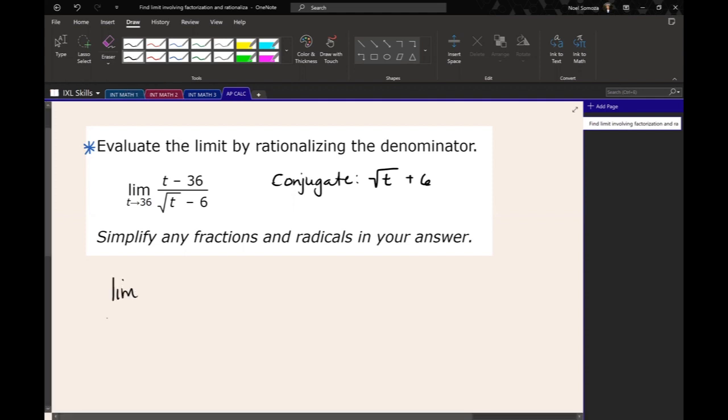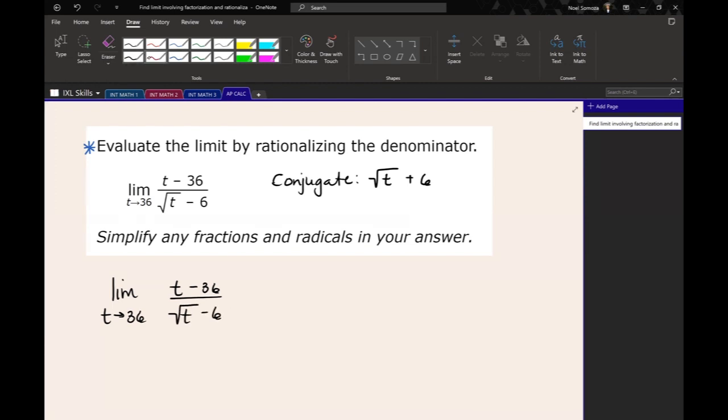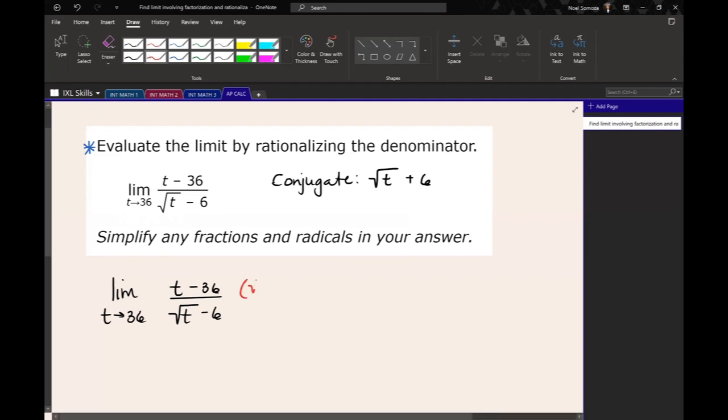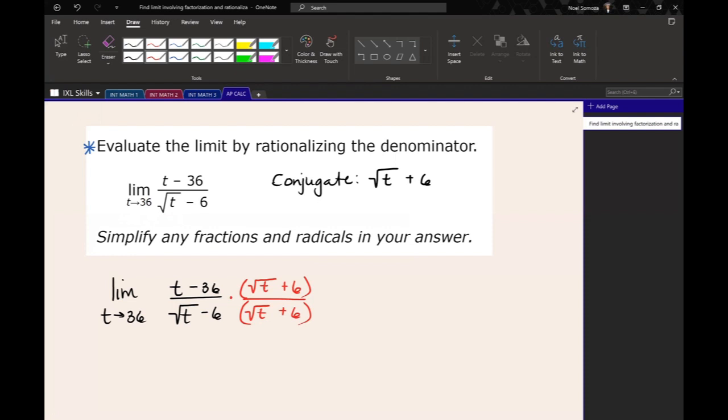So we have the limit as t approaches 36 of t minus 36 all over the square root of t minus 6. What multiplying by the conjugate allows us to do is multiply by a factor of 1. We're going to multiply by the square root of t plus 6 all over the square root of t plus 6. So what have we really done? We've multiplied by 1. However, it's going to allow us to rewrite this expression into something else that we can take the limit of.